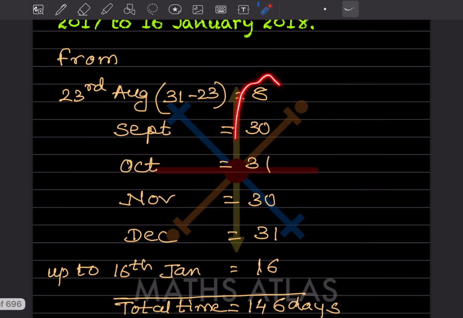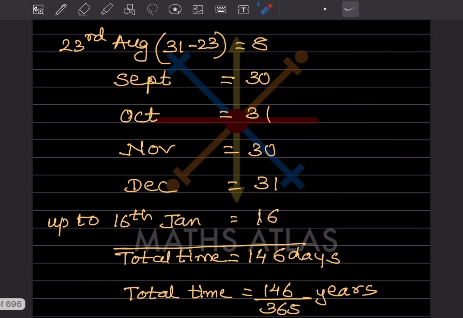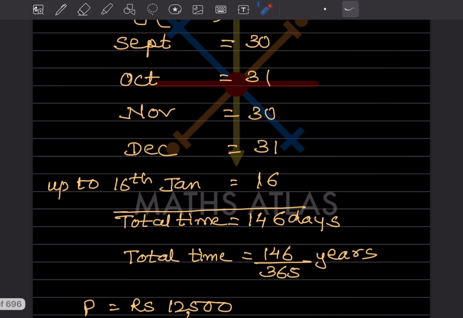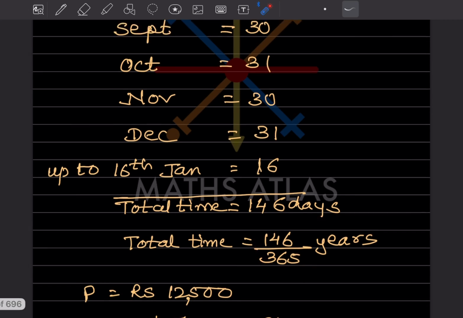So what will you do? You are going to add all this. So after adding, that is the total time, which is going to be 146 days. But the time is always in years. So what will you do? You know, in 1 year, there are 365 days. So what will you do? This 146, because we got this in days, we are going to convert it into years. So that is going to be 146 divided by 365. So this is the years. We'll keep it as it is.